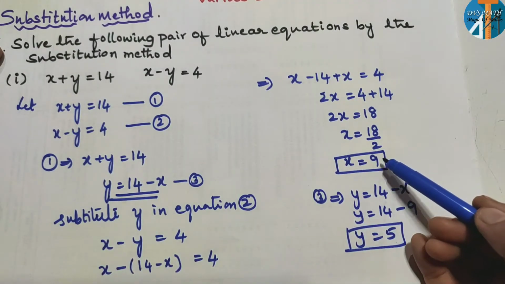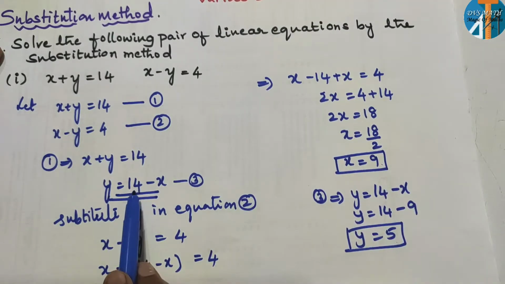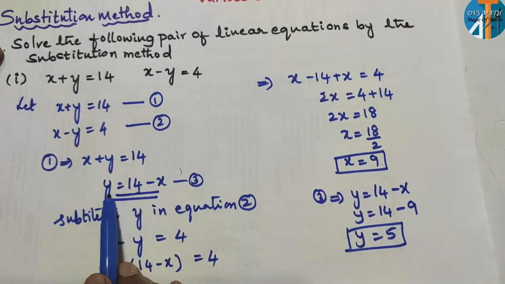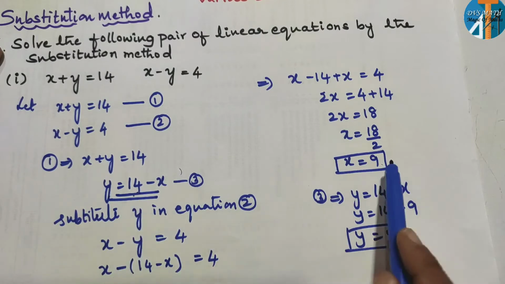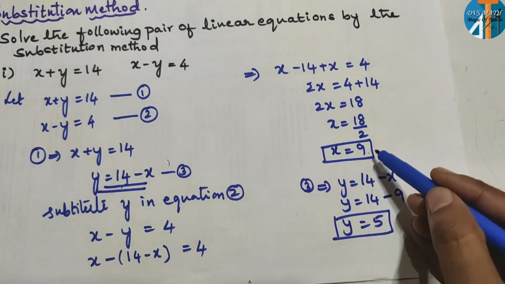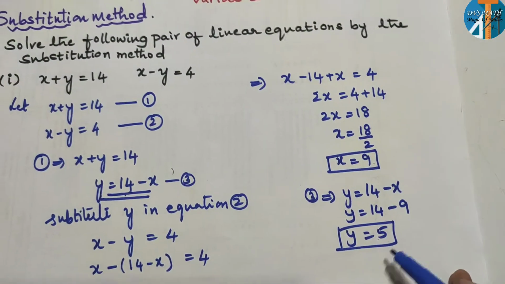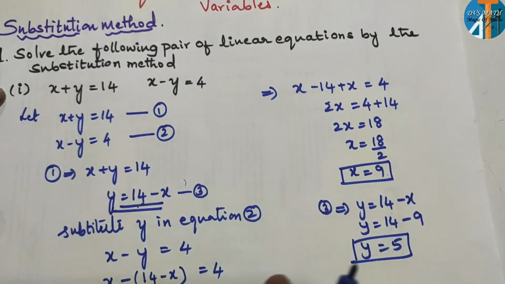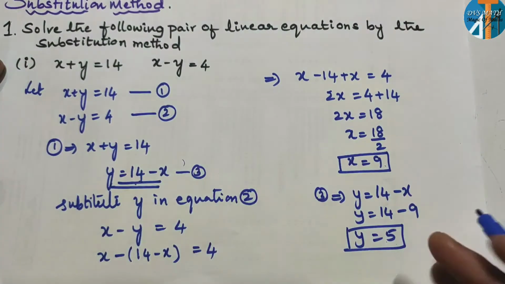After getting the x or y value, substitute it in the conversion that you made in terms of x or in terms of y. If you substitute there, you will get x as 9, y as 5 in sub question 1. So this is what we call substitution. Let's go for the second sub question.